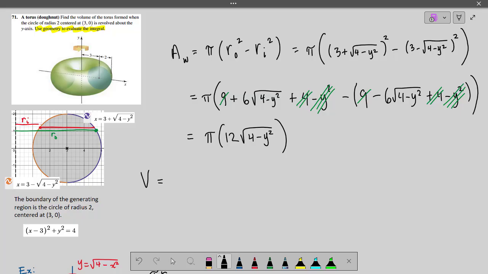That's the area of the washer at a height of y. So we just have to integrate that. But that's a function we can't integrate easily. Square root of a square, we can't integrate it. Sebastian? Where did the 6 come from? Foiling. When you do (a plus b) squared, you get a squared plus 2ab plus b squared.